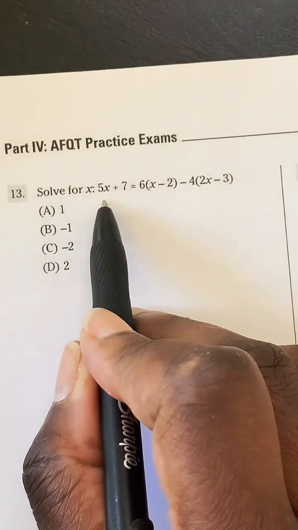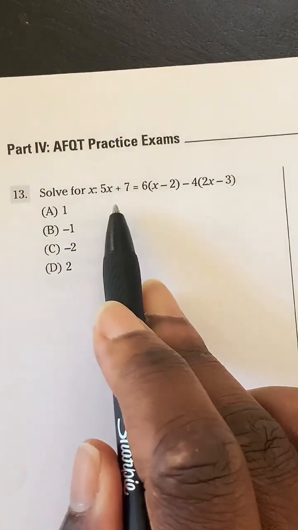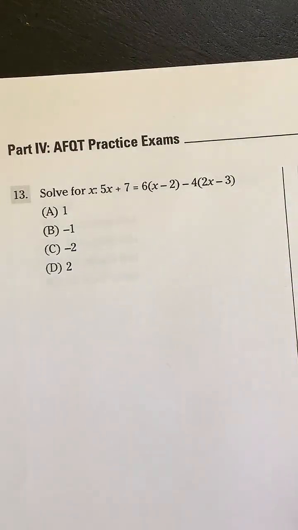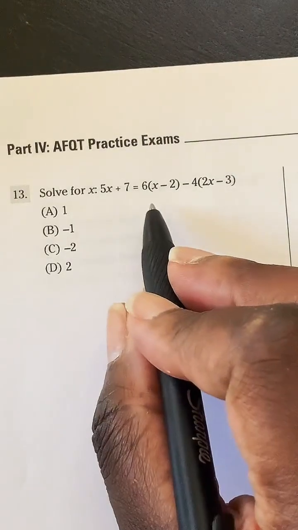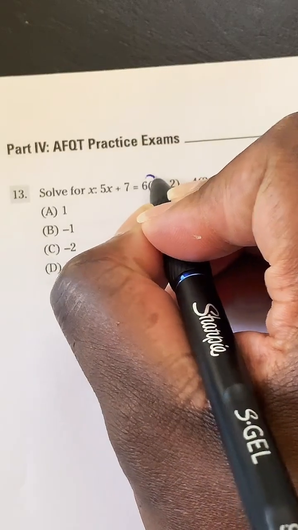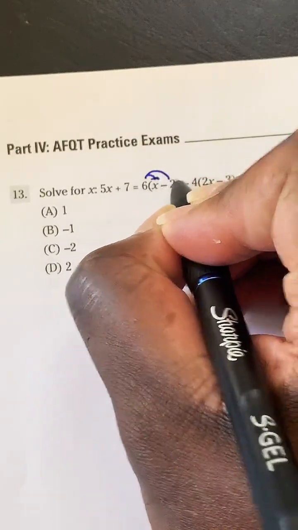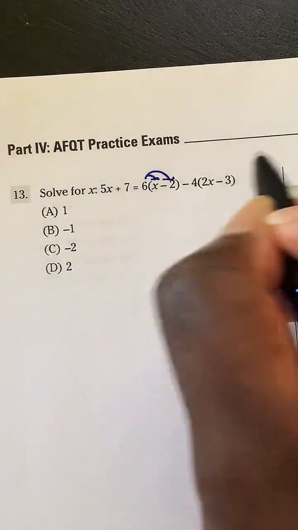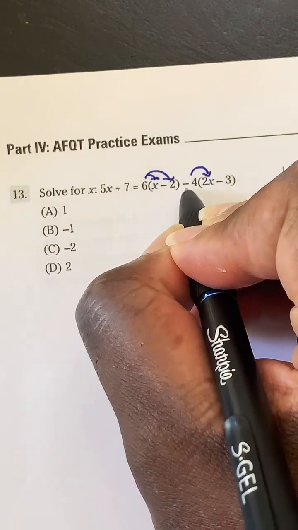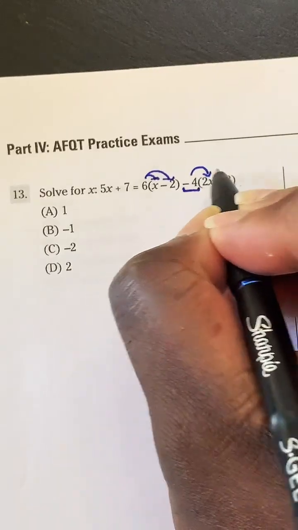So we're trying to solve for x. On this side of the equal sign, we have 5x plus 7. Don't have anything to combine, don't have anything to distribute. But on the other side of the equal sign, we have our 6. We need to distribute that to everything inside of its parenthesis. And the second parenthesis, we need to distribute that negative 4.